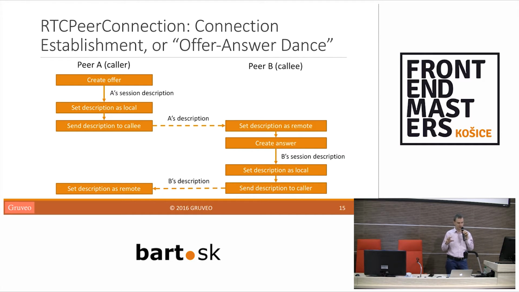Peer A sets it as their local description and forwards it to the other peer, which sets it as a remote description and generates something called an answer to that offer. After setting it as their local description, it bounces it back to peer A, which in turn sets it as a remote. So the end result is that both peers have their own description set as a local and the other peer's description set as a remote, and that allows the call to start.